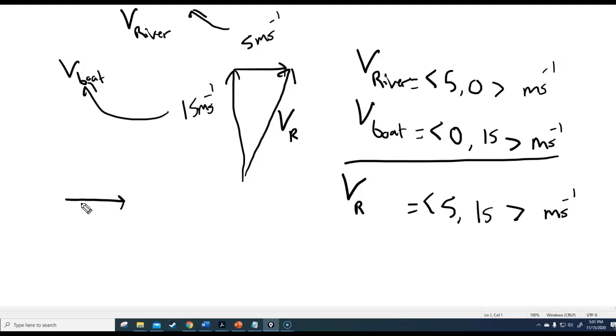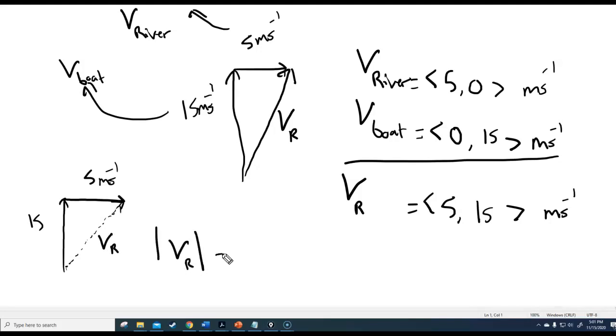So I know that the resultant has an x component of 5 meters per second, and I know it has a y component of 15 meters per second. If I want to find the magnitude of VR, I can do that using the Pythagorean theorem. So the magnitude of the resultant velocity would be the square root of 5 squared plus 15 squared.